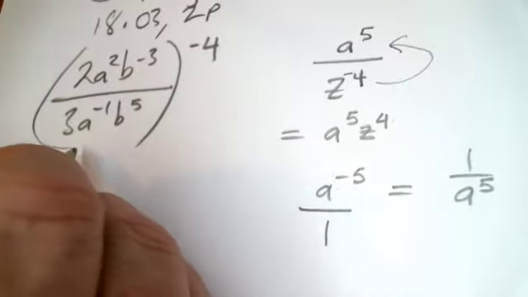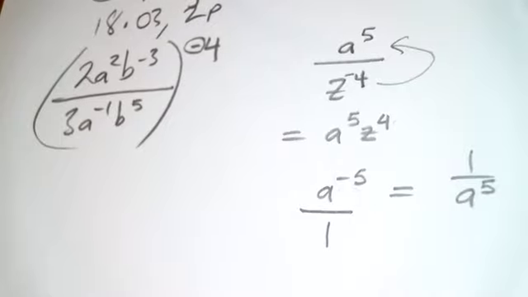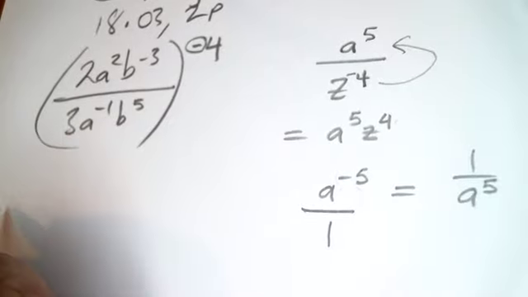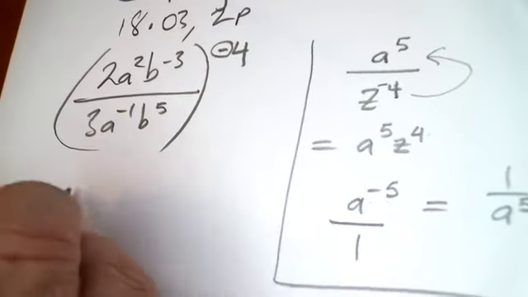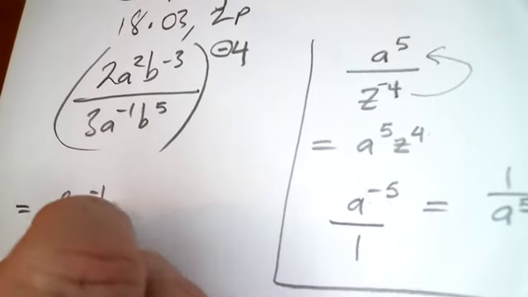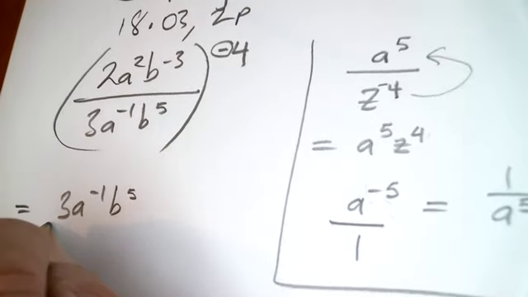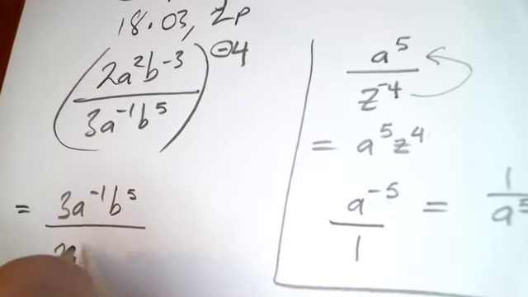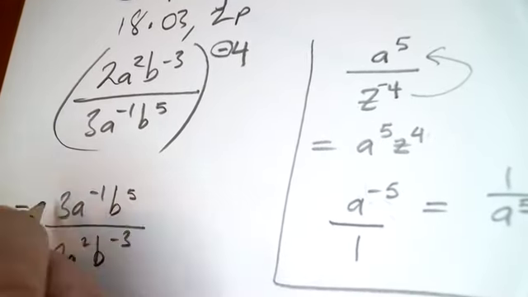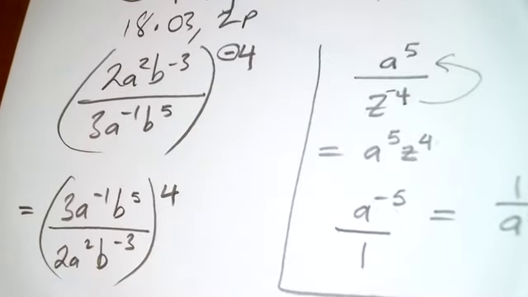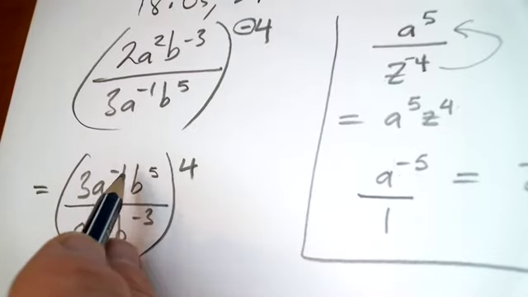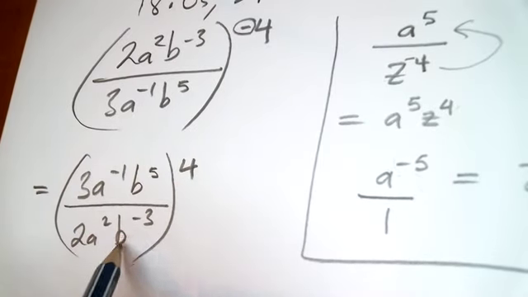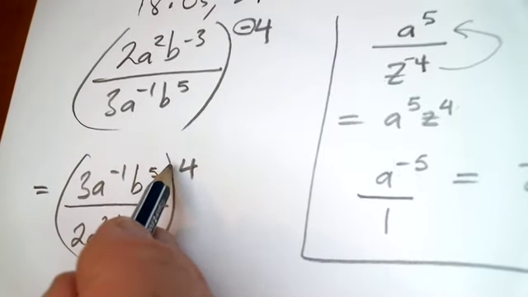So let's have a look at this. I can get rid of this negative straight away simply by finding the reciprocal. So let's do that straight away. So this is now 3a to the negative 1 b5 all on 2a squared b to the negative 3, and now it's all to the power of 4. I flipped it over. I've taken the top, put it on the bottom, and the bottom on the top, and it's now the reciprocal, so I can take the negative out.